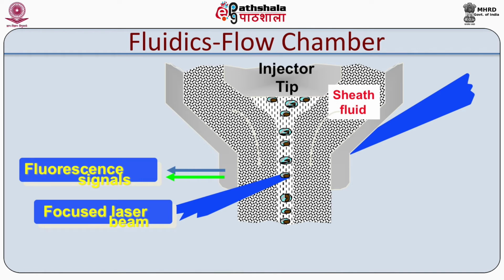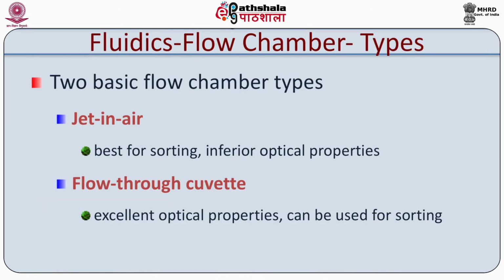This is a diagrammatic representation of a flow chamber showing the injector tip, where the cells in single suspension pass through and are accelerated by the sheath fluid towards the illumination by the laser beam, and the scattered light is then collected. Two basic flow chambers are available. One is the jet-in-air, which is best for sorting but has inferior optical properties, and the other is the fixed alignment, which is the flow-through cuvette with excellent optical properties and can also be used for sorting.